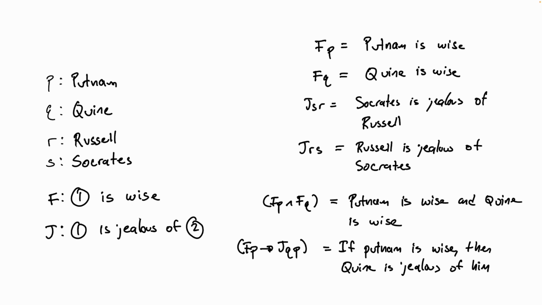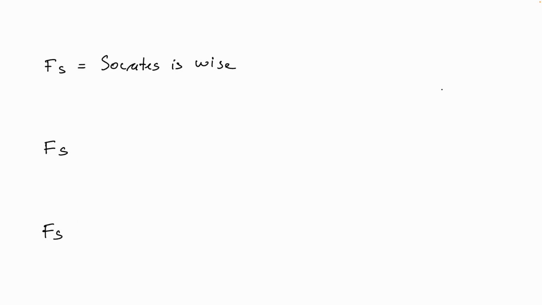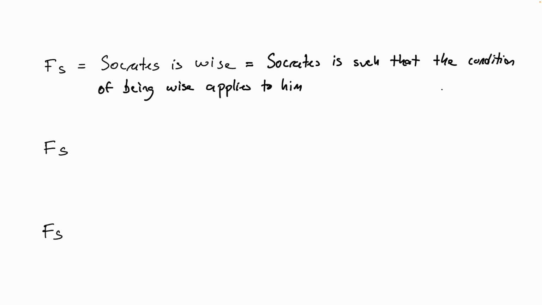So let me try to explain with some examples. So first, consider the formula FS. That says that Socrates is wise. In other words, and you'll see in just a second why it helps to phrase it in this way, it says that Socrates is such that the condition of being wise applies to him. If we now universally quantify on S, that takes the condition being attributed to Socrates by FS, which is the condition of being wise, and applies it to everyone.